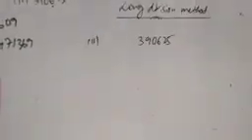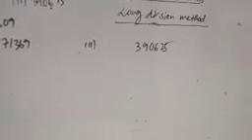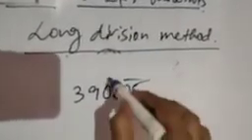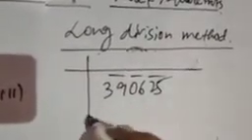Okay. Next, the next number is question number 3, 390625. Again, we will choose two digits starting from the right side. Clear? The pairs are 25, next 06, next 39. Okay. So the first pair is 39.